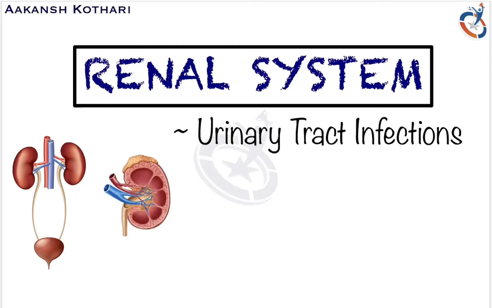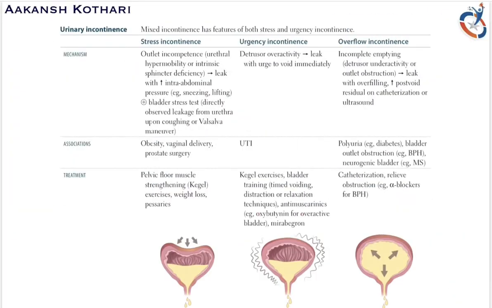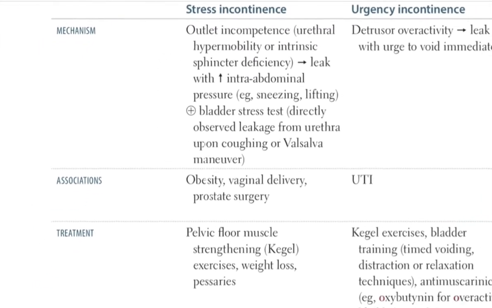Okay, so let us start with the first topic, that is urinary incontinence. Now, there are three basic types of urinary incontinence, which include stress incontinence, urgency incontinence, and overflow incontinence. We look at each of them individually, starting with stress incontinence.